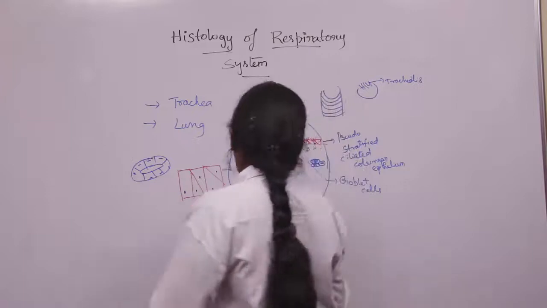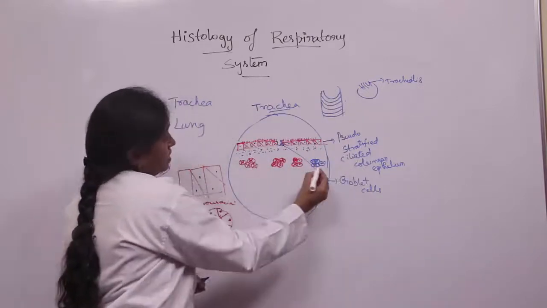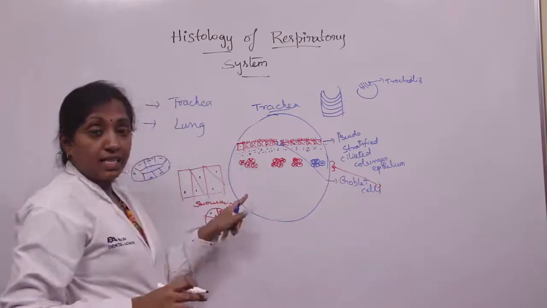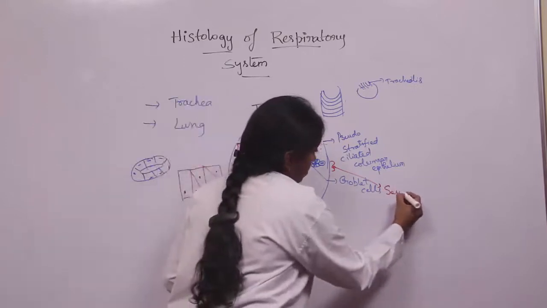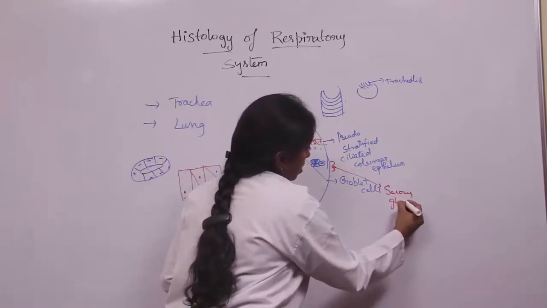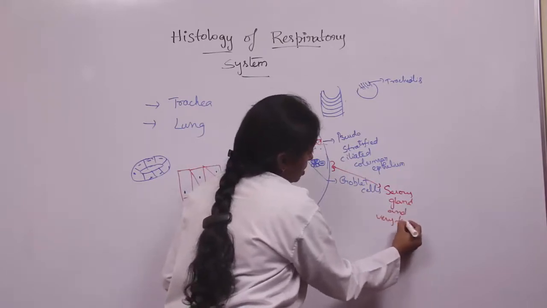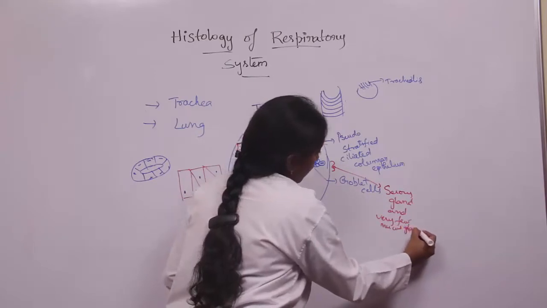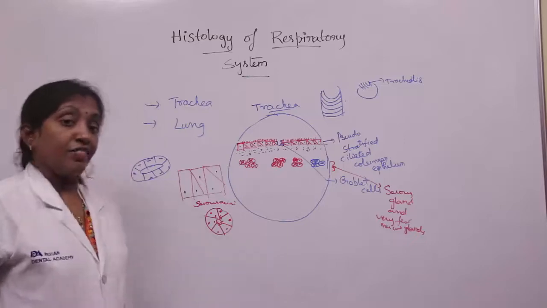This is the lamina propria. In the lamina propria, we will be able to see serous acini as well as serous glands, as well as mucous glands. Serous glands, and very few mucous glands are also seen in the lamina propria of the trachea.